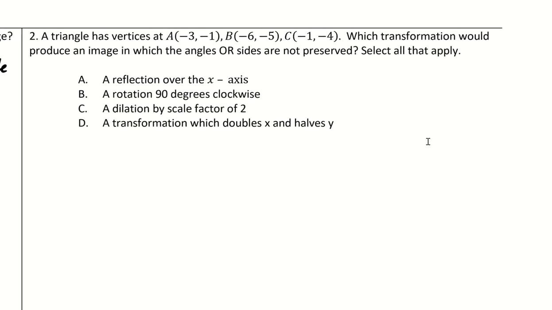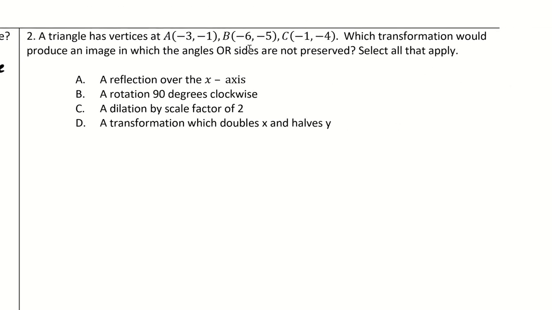All right, so number 2, a triangle has vertices at those points. Which transformation will produce an image in which the angles or the sides are not preserved? So you can't preserve either the angles or the sides. Here, reflection over the x-axis. Reflections don't change anything, so changes neither. Rotations, also the same thing. It changes neither. So it can't be these.